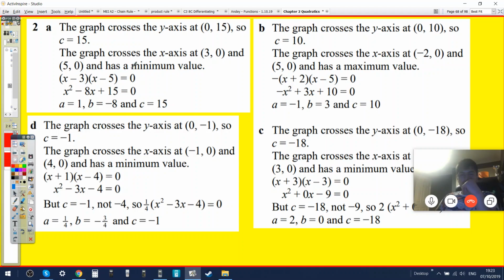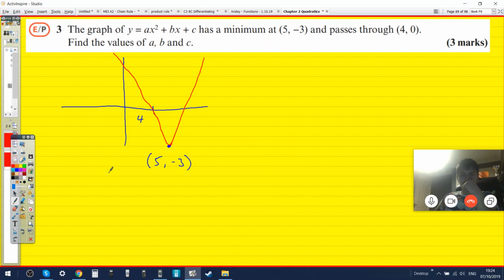What was that one? 2a? Well, we didn't even have to find its minimum, did we? So how about this one? Will it be 6? I think it's 6. Hopefully it is. So what would be the equation? x minus 4, x minus 6. And how could you check that that's right?